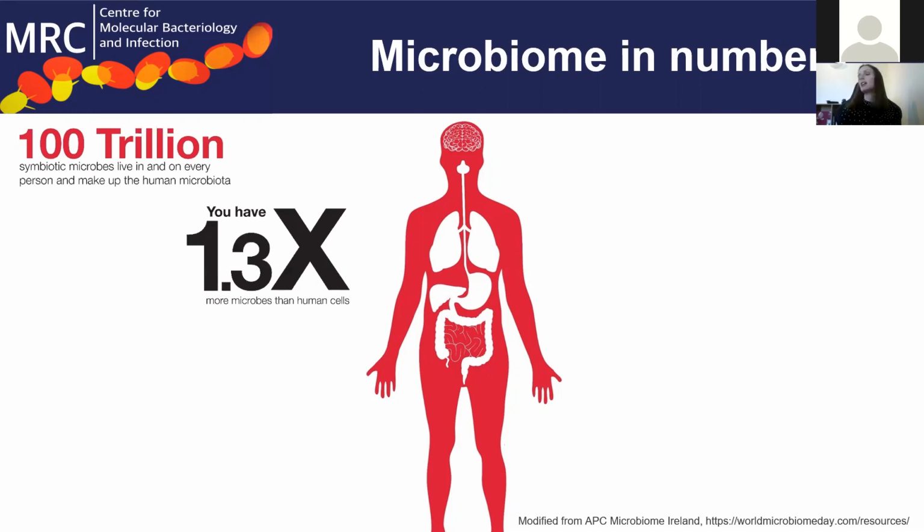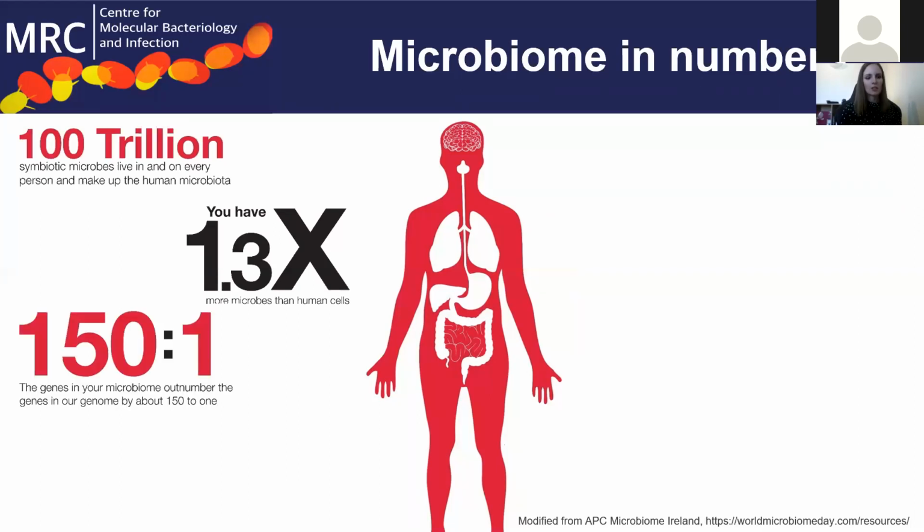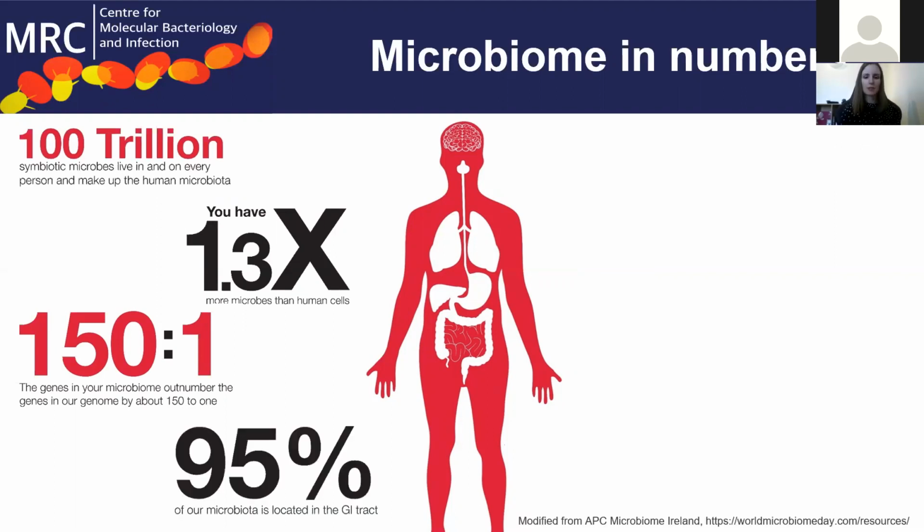And if you think about how many human cells we have and how many microbial cells we have, you actually have slightly more microbial cells in your body than human cells. So there's about 1.3 times as many microbial cells than human cells. If we start to look at the number of genes we have, actually bacteria have a wide diversity of genes. So about 150 times more microbial genes than you have human genes. And about 95% of that microbial diversity you have in your whole body actually resides in your gastrointestinal tract, your gut. I mentioned previously, each of you has a unique gut microbiota.